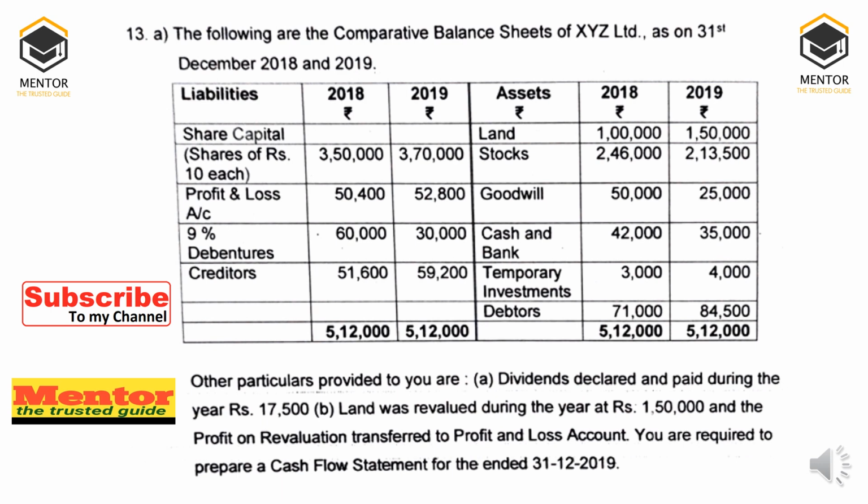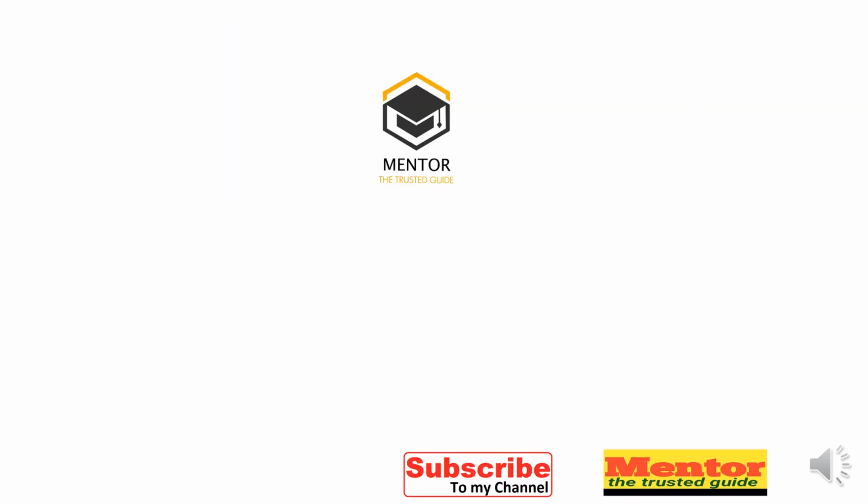Land was revalued during the year at rupees 1,50,000 and the profit on revaluation transferred to profit and loss account. This is a very significant adjustment that we have provided. You are required to prepare cash flow statement at the end of 31st December 2019. So with the help of this, we have to prepare a cash flow statement. So let's see the answer, how to solve the problem.